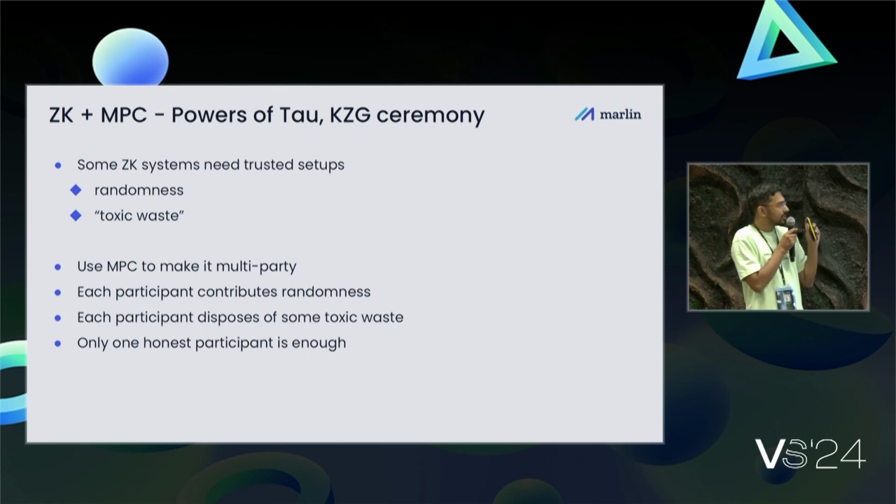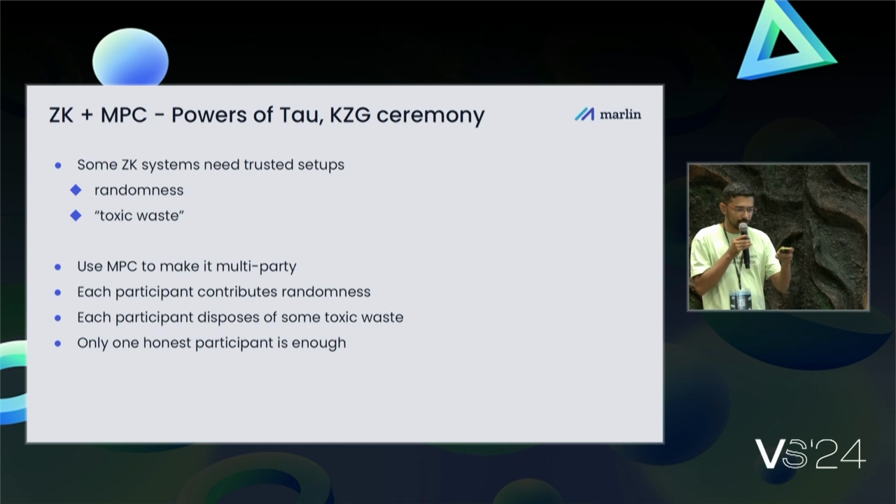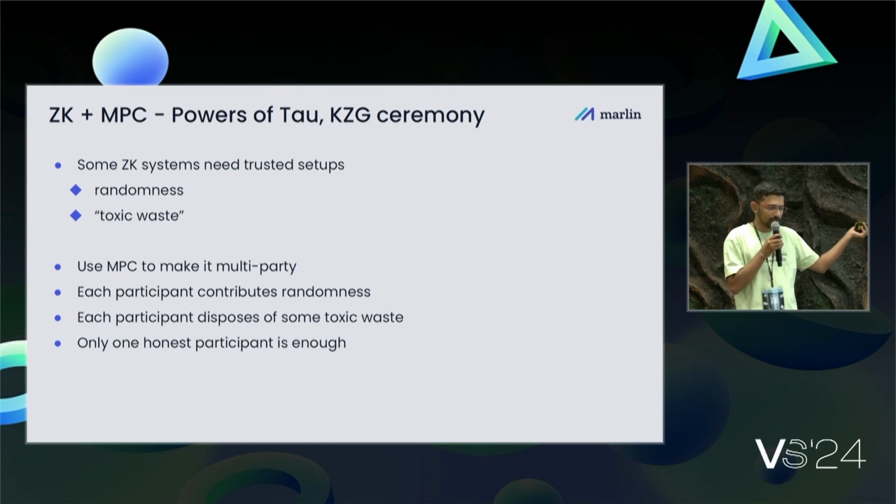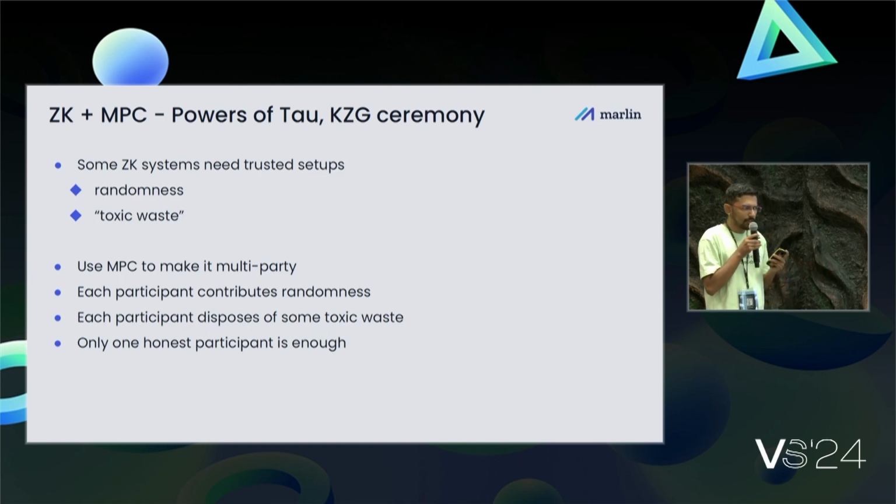So what powers of tau did was basically use MPC to make it multi-party. All the randomness that you need basically comes from multiple people, and all of the toxic waste disposal is now also distributed between multiple people, right? What this gives you is, even if just one participant in the powers of tau ceremony is honest, that basically ensures that your entire ZK system is secure, right? That means that you, as a participant, could have been in the powers of tau ceremony, could have done your work properly, and that gives you the assurance that the ZK system is fundamentally secure, right?